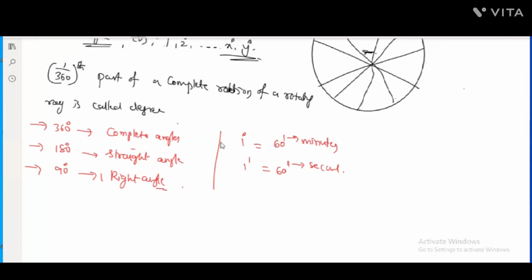So next, system number 2, the centesimal system. If you look at the figure we drew here, in the sexagesimal system the complete circle is divided into 360 equal parts.